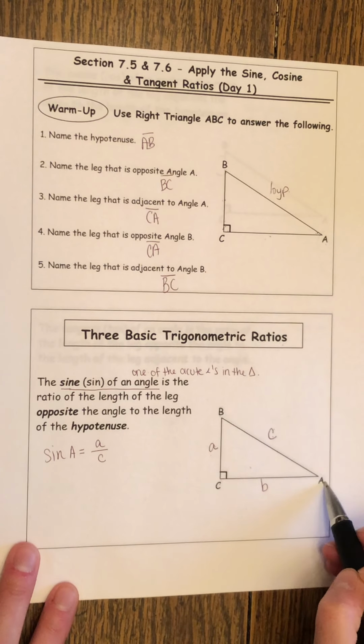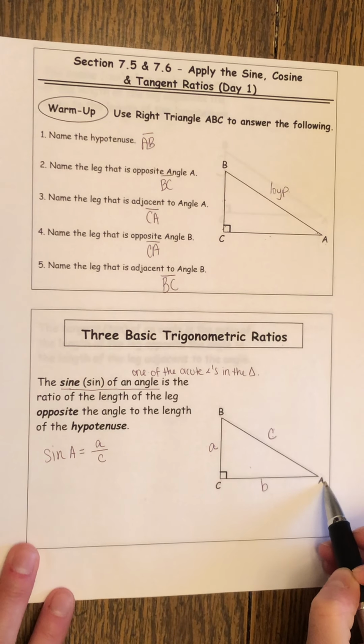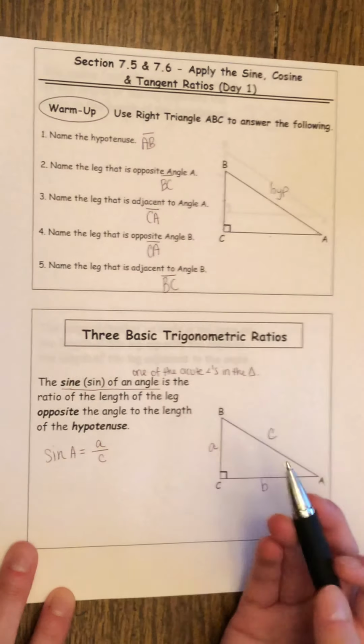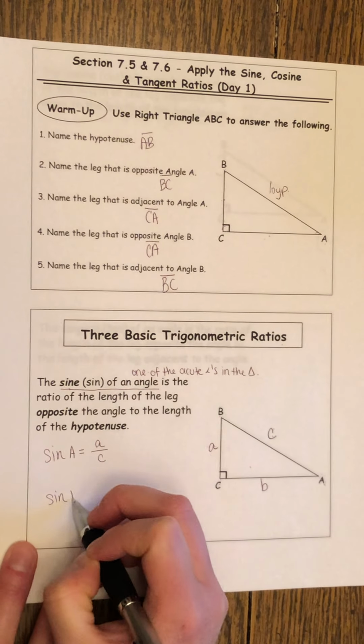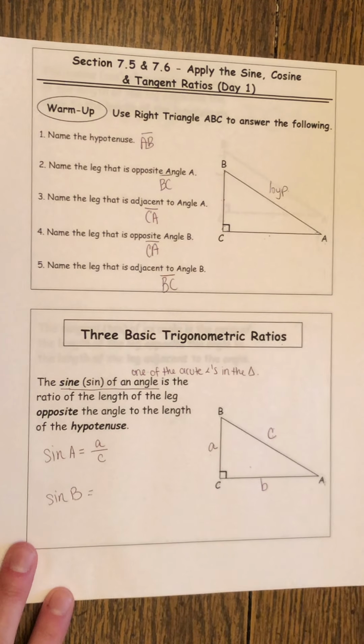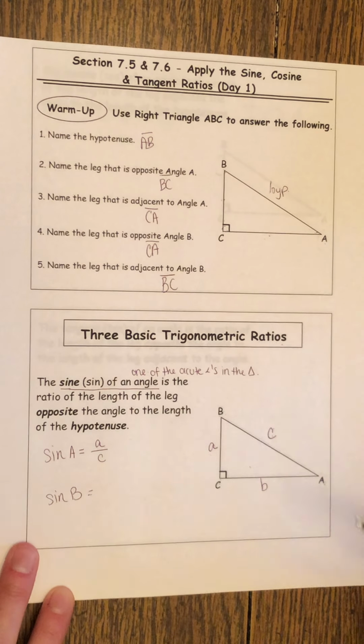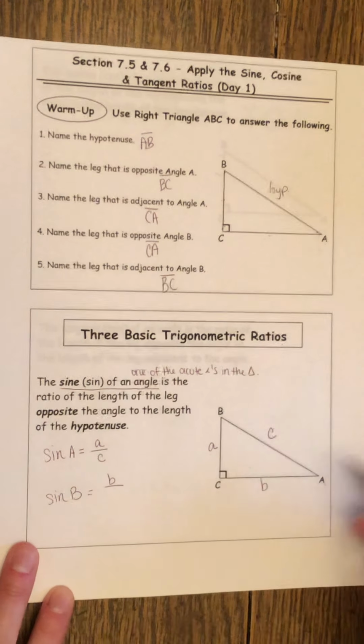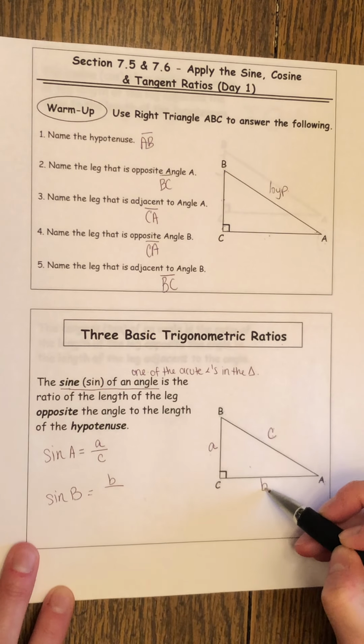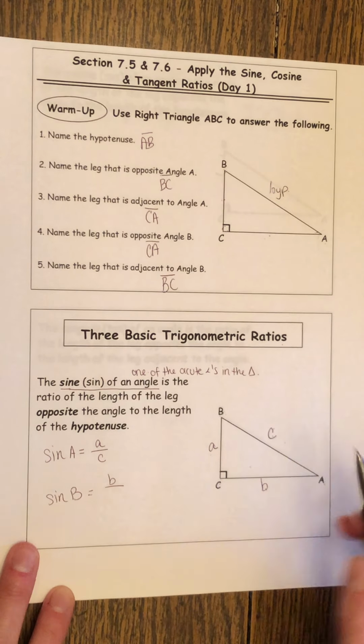Now, angle A is not the only acute angle, though, in this triangle. What about B? Well, we could also say the sine of angle B, because angle B is an acute angle in this triangle. Sine is always the opposite leg. So in relation to this angle, the opposite leg is lowercase b over the hypotenuse, which is going to be c.